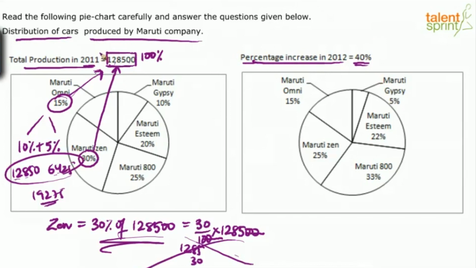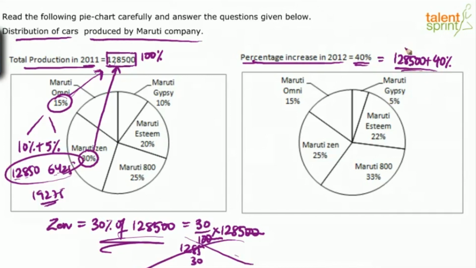The increase in the production obviously in 2012 is 40%. Which means what is the total of 2012? It will be 1,28,500 plus 40% of 1,28,500. Yes or no? The increment is 40%. So whatever they produced in the previous year, add 40% of that to itself to get the new value.